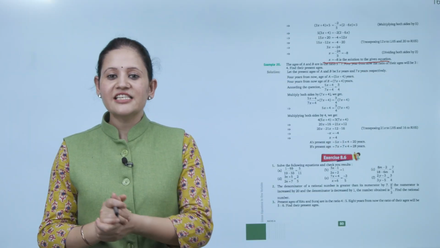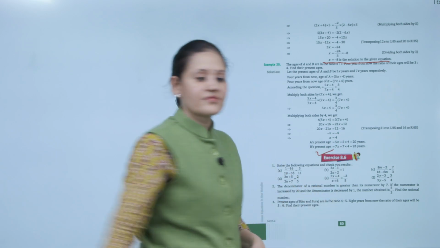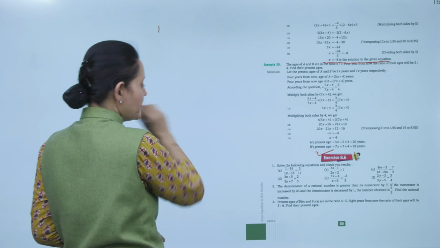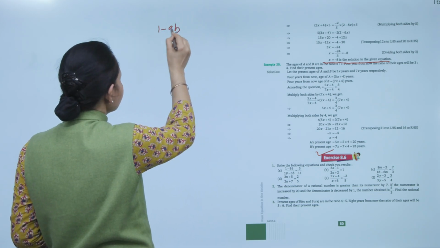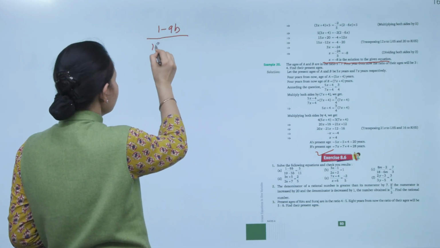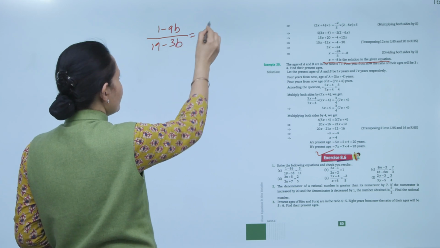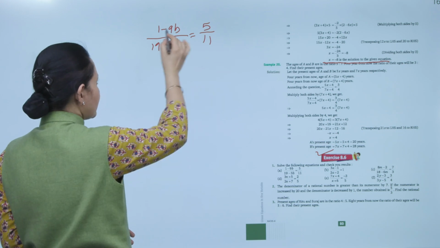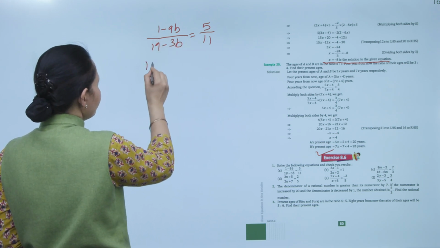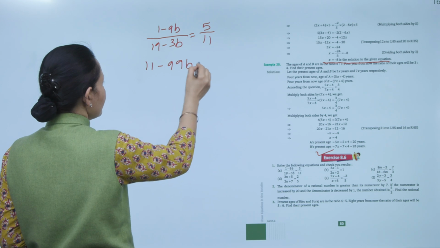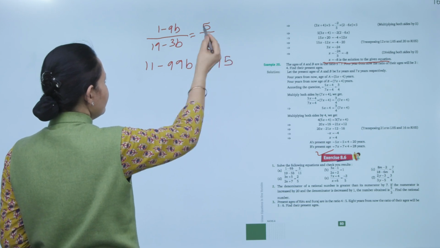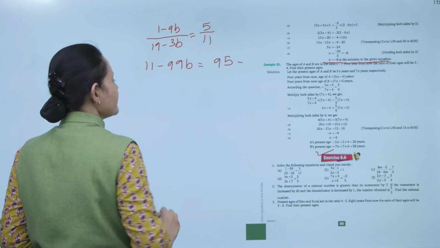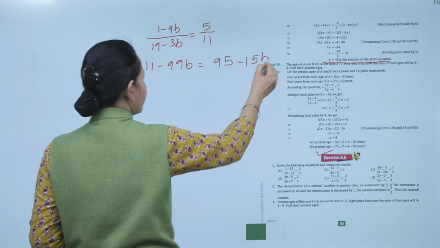Clear? Next is exercise 8.6. Solve the following equation and check your result. So (1 minus 9b) upon (19 minus 3b) equals 5 upon 11. So we can also solve this equation by cross multiplying. So 11 को multiply करेंगे, 11 minus 99b, and 19 into 5, 95 हो जाएगा, minus 3b को 5 से multiply करेंगे, that is minus 15b.